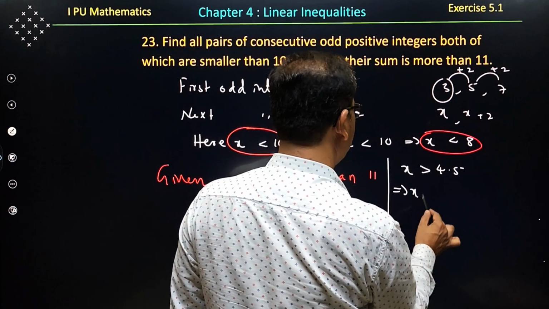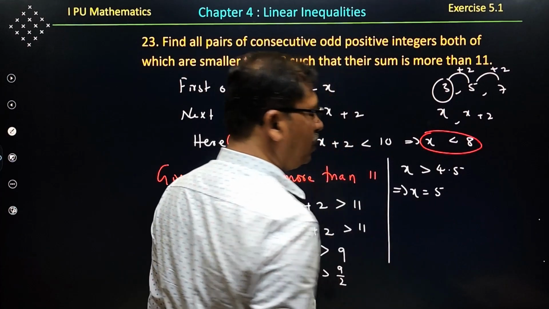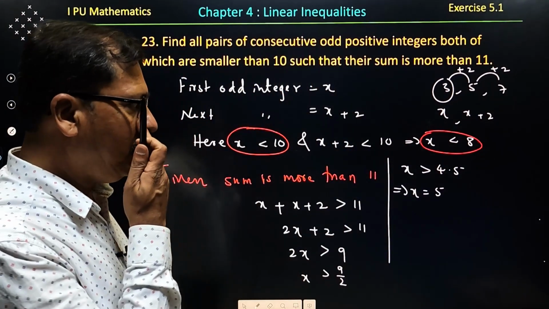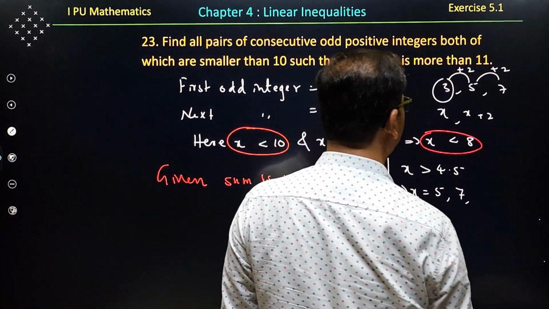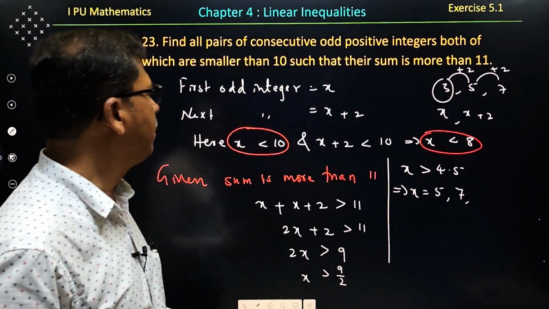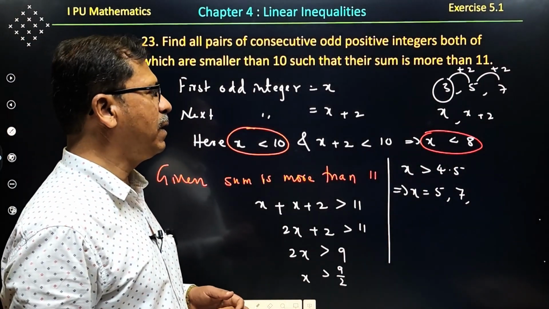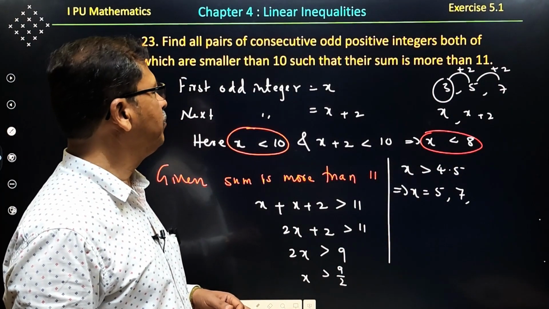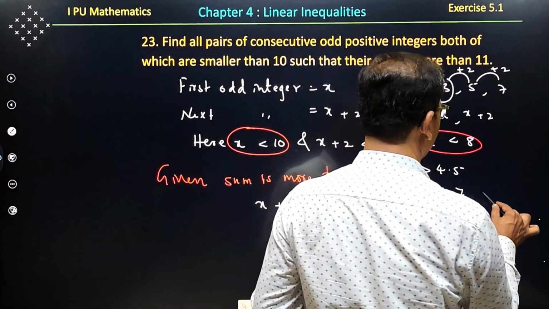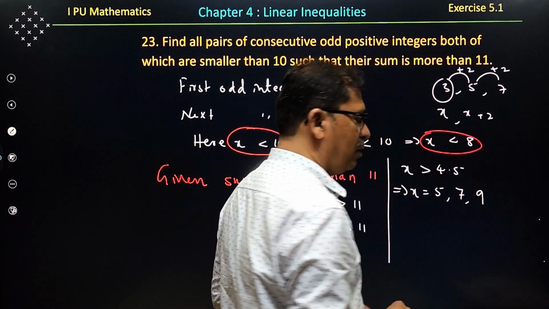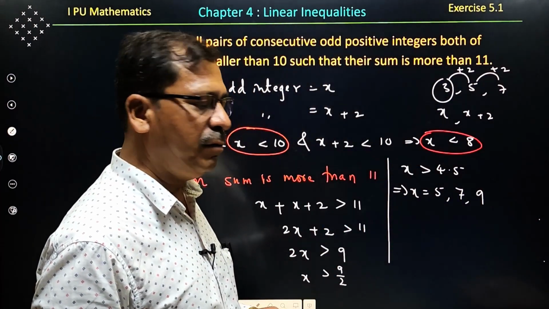So x takes the values 5, 4.5, then look at the odd numbers that come after: x is odd number 5, next 7 will come, next 9, whether it is possible, x must be less than 10, 9 can be. Okay, next will not come: 5, 7, 9.